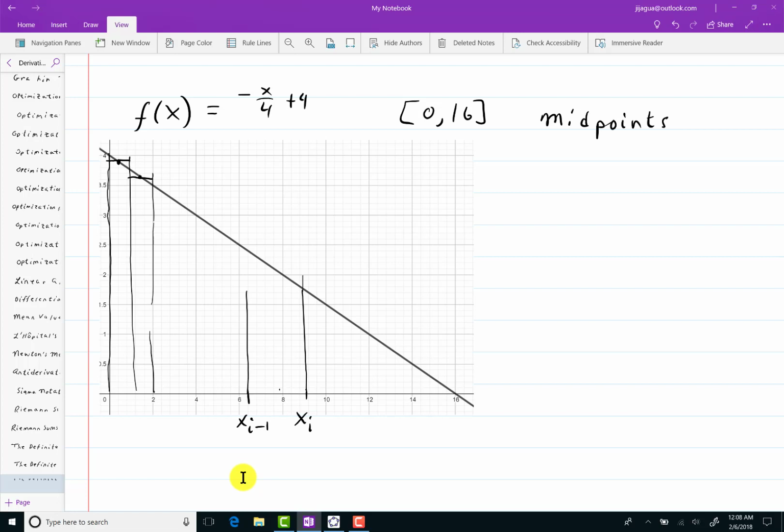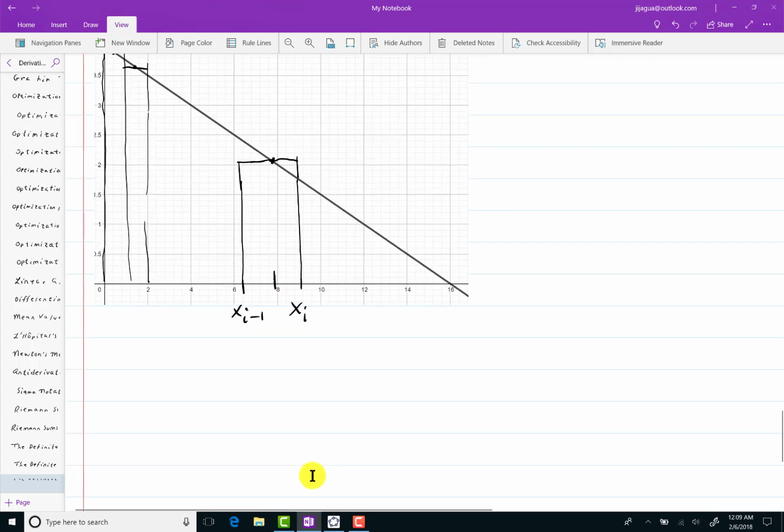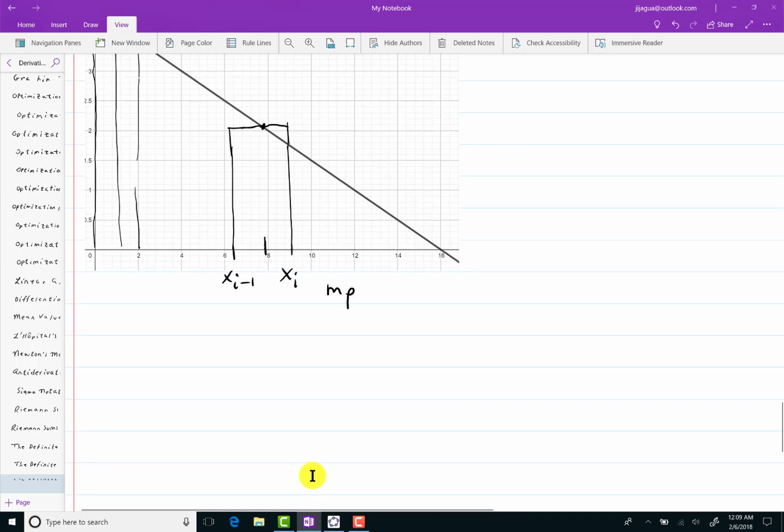And then the midpoint would be directly in between them, about here. And let me draw a horizontal line indicating this rectangle here. So the thickness is delta x, but what is this value? What is the midpoint? Well, the midpoint, MP, equals the average of these two numbers, x sub i minus 1 plus x sub i over 2. That is miserable, but that's what you've got to use.